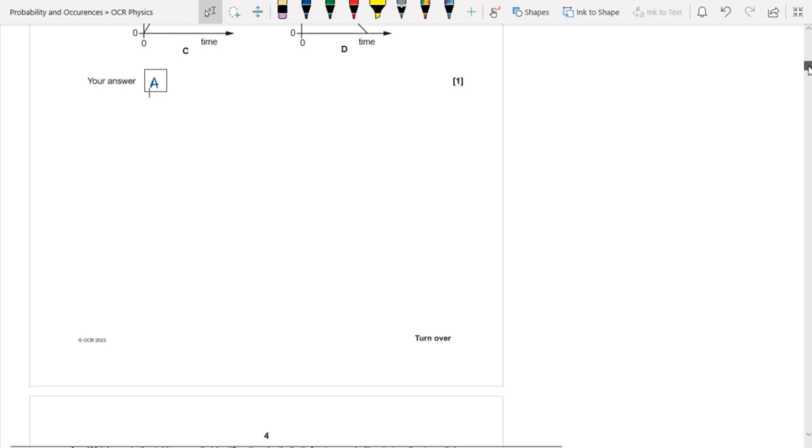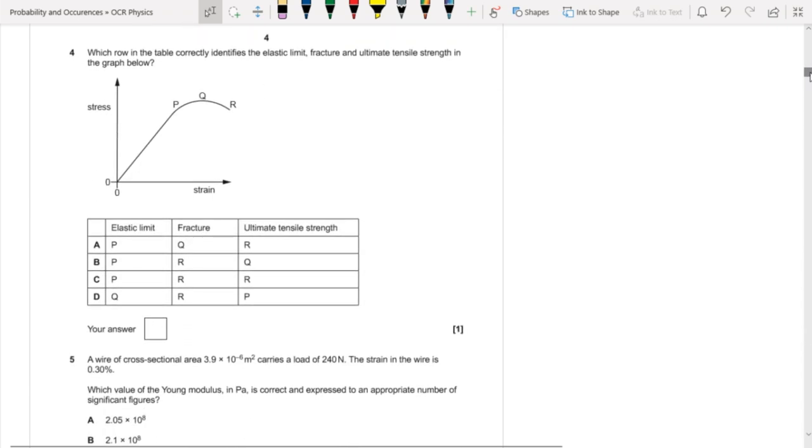Moving on, question number 4. Which row in the table correctly identifies elastic limit, fracture, and UTS in the graph below? This one is the ultimate tensile strength, UTS, because this is the highest amount of stress that is experienced by the material. So I think we don't need to look at the others because this is the only option where Q is mentioned as the ultimate tensile strength. Also, we know that R is a fracture point, right? And P is the boundary of the elastic limit. So P is the right answer.